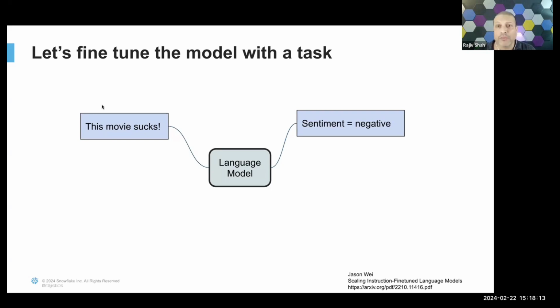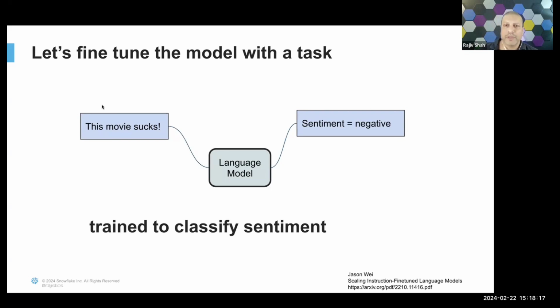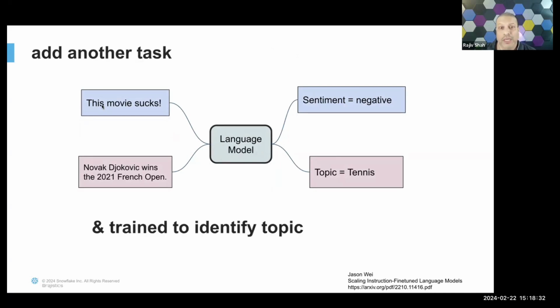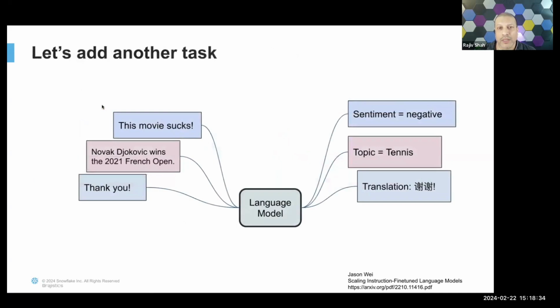Researchers then kept playing around with these models and they said, you know what? Yeah, we can train it for sentiment, but can we train it for more? Well, they figured out that they could use that same language model, not only for the one task of sentiment, but I can also use it to identify topics. And they kept going. And they said, well, you know what? Hey, can I also use it for translation? And this was the crazy thing. This one model could support multiple tasks.